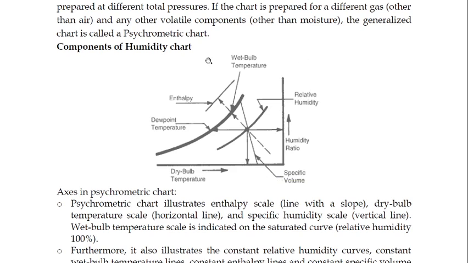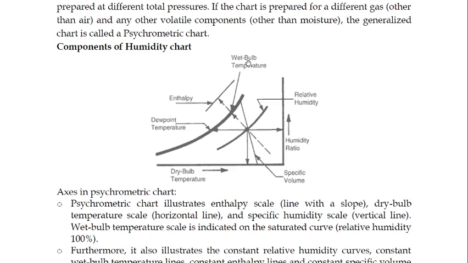Now the key point in the entire calculation is that you should be able to identify one point on the graph sheet. Among this information, WBT, dBT, enthalpy, relative humidity, humidity ratio, specific volume, which are the properties of air, any two values should be known to you. If you know any two values, you can identify the exact point.